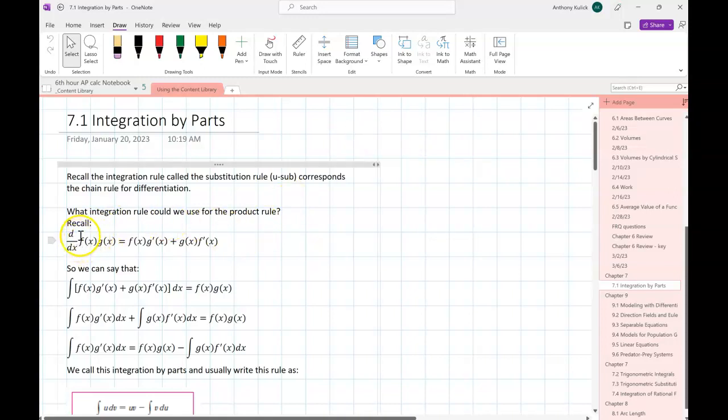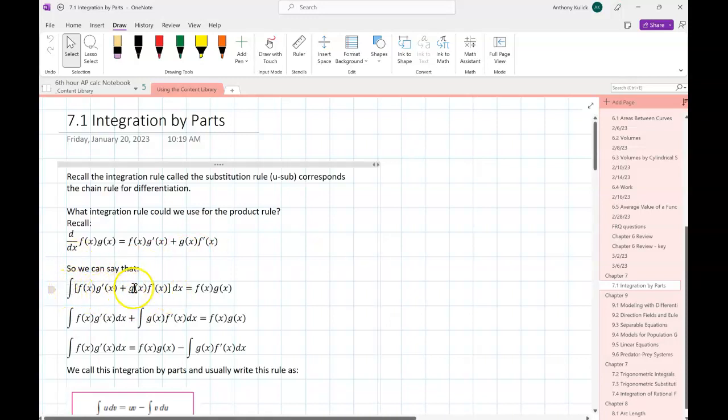So remember the product rule. If I do d/dx of f of x times g of x, that's f of x times the derivative of g plus g times the derivative of f, right? So if I integrate both sides, the integral cancels out the derivative here, so I have f of x times g of x, and that should equal the integral of this side, right? Everybody's okay with that? Okay. So that's what I've written here.